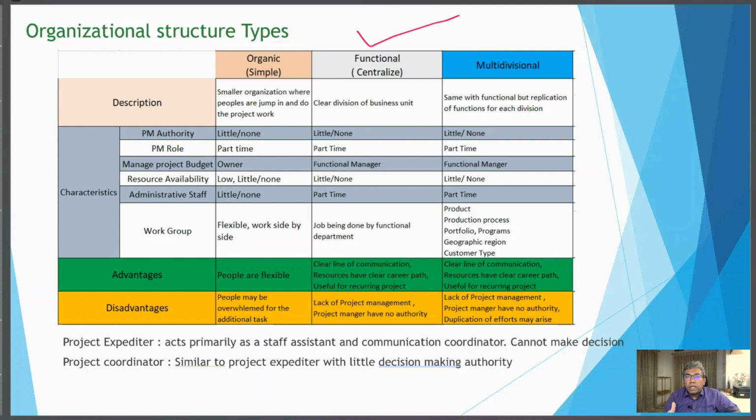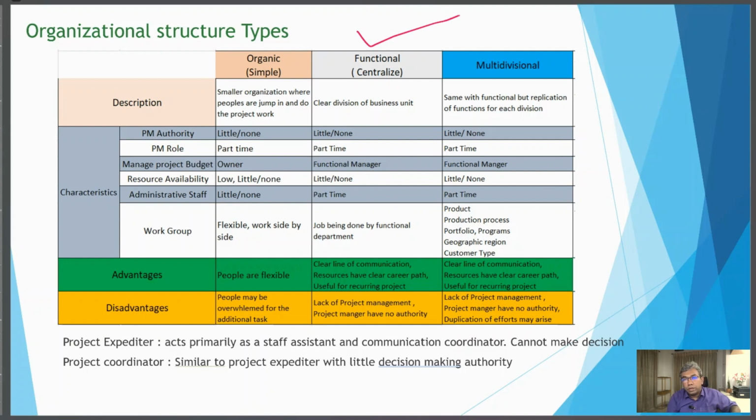But normally it has good things, because if you are working in a functional team, then you have very good communication. Your boss is your functional manager, so he will do your appraisal, and you have a good career path, because you are working in a functional team. That means if you are working as a quality manager, you have a chance to become a quality director. If you are working in HR, you may have a chance to grow in the HR field. If you are working in a finance department, you may have a chance to grow in the financial department.